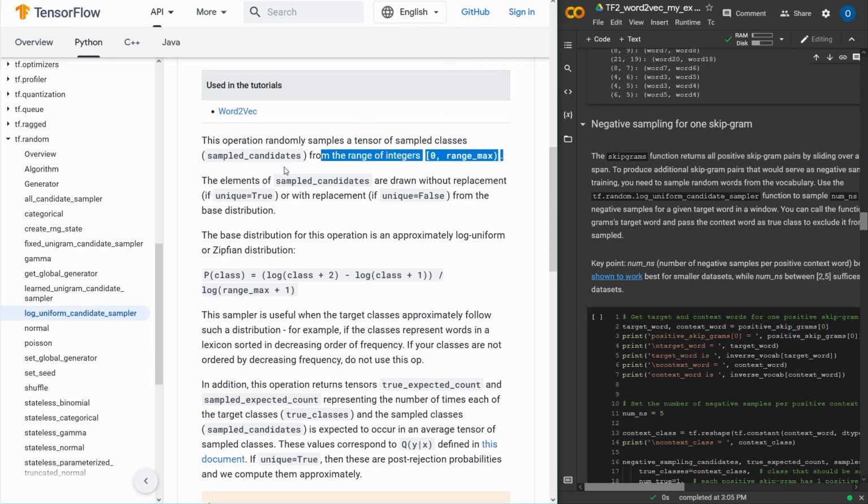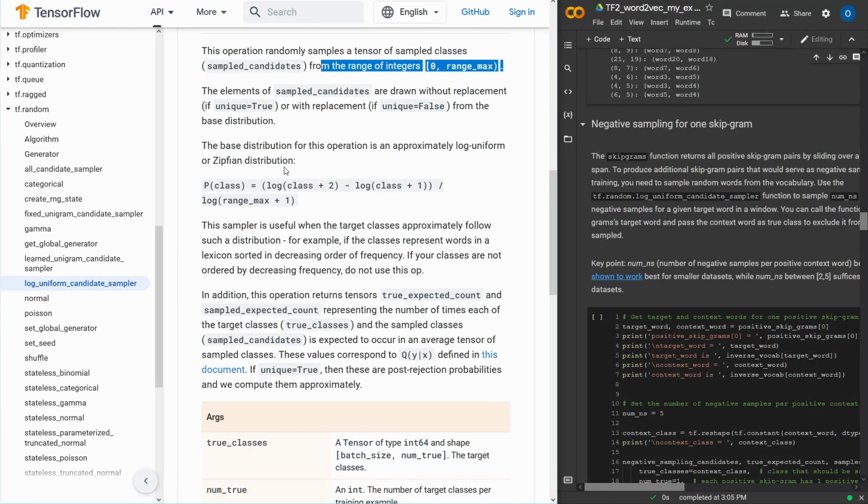And it just picks samples. And they have to have a distribution that should be log uniform or Zipf distribution. And this sampler is useful when the target classes approximately follow such a distribution, if they represent words in a lexicon sorted in decreasing order of frequency. So the frequency of use of a word in decreasing order, then apply this sampler. If your classes are not ordered by decreasing frequency, do not use this operation.